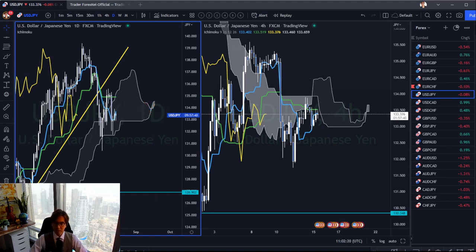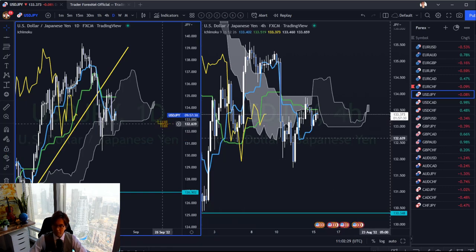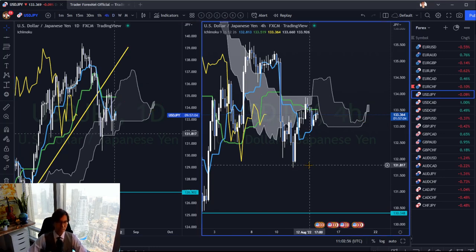So again, this angle is okay, but the length and thickness are not really okay. So you don't even look at the angles. Simply by looking at the Kumo itself, the shape, this is not a good market to trade. And 4-hour is also the same. 4-hour Kumo is too small after it twisted. So when I see these two Kumos at a glance, I simply skip and go to the next pair. I don't even look at the price actions and candles, and I don't even look at the lines. I simply skip and go to the next pair.